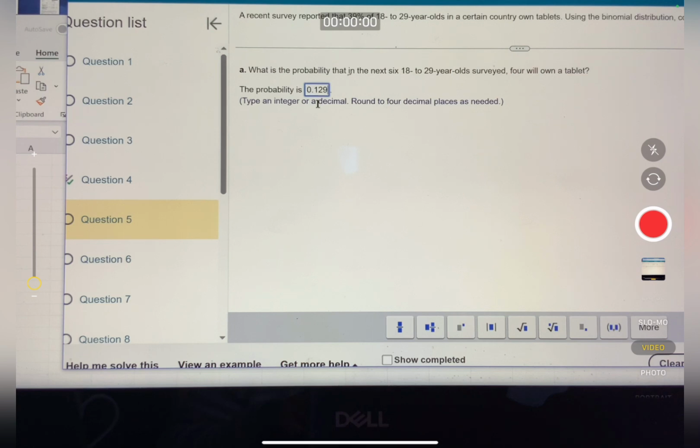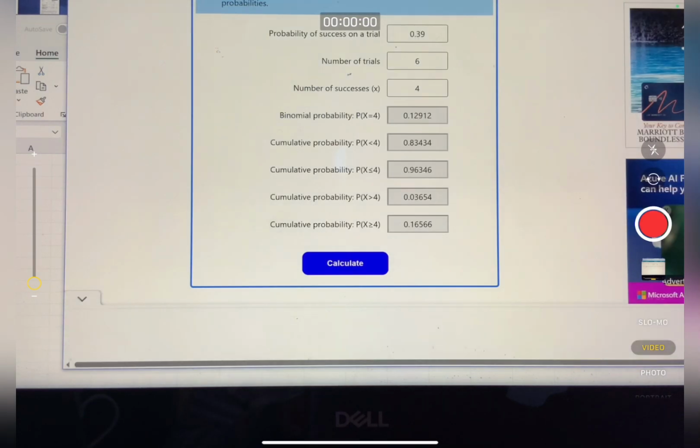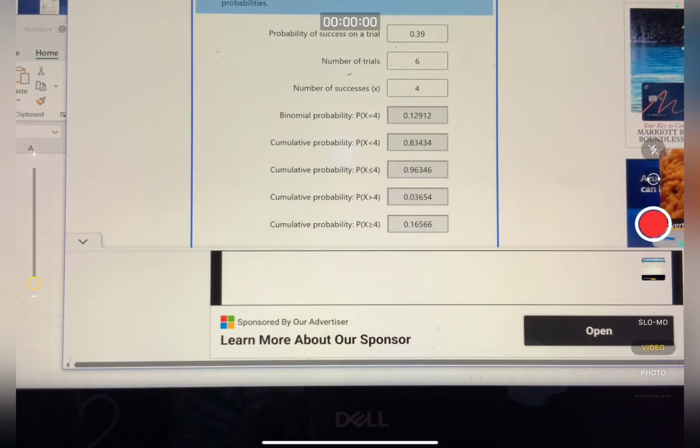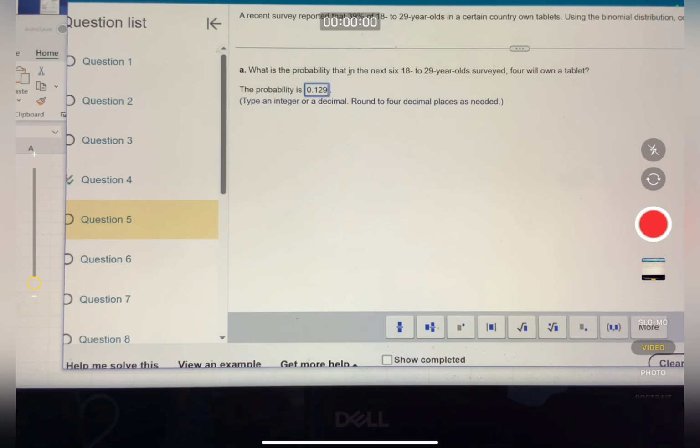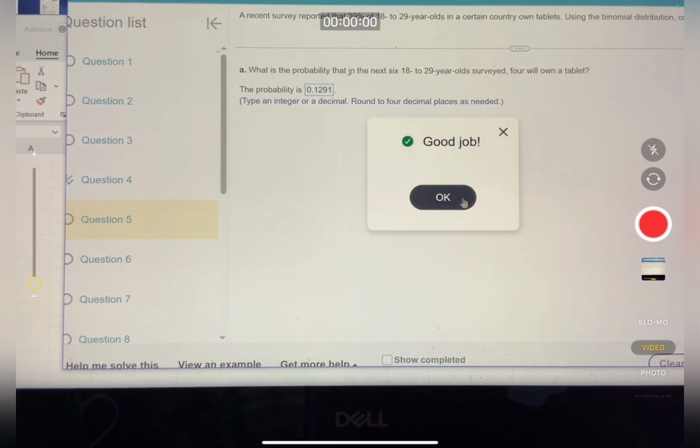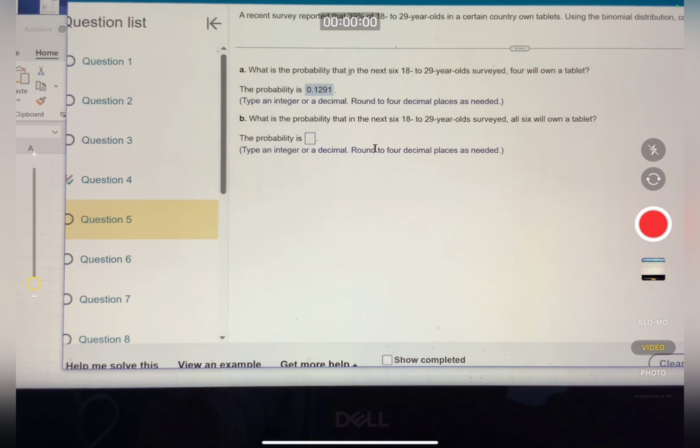What was the fourth decimal? 1. Okay, 0.1291. Let's check it. Good job. Now the next one. What I'll do is two of them, and if there are more, you will continue yourself.